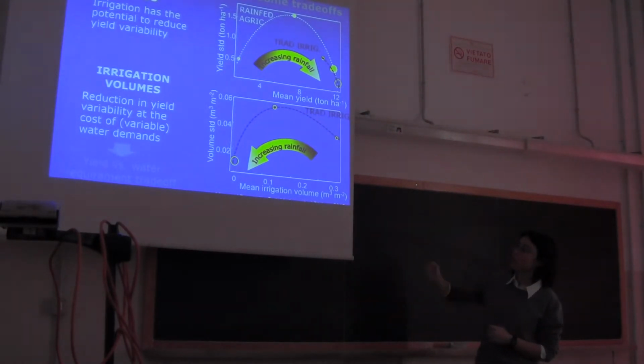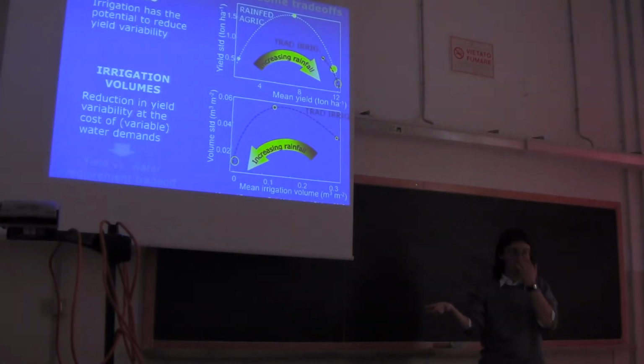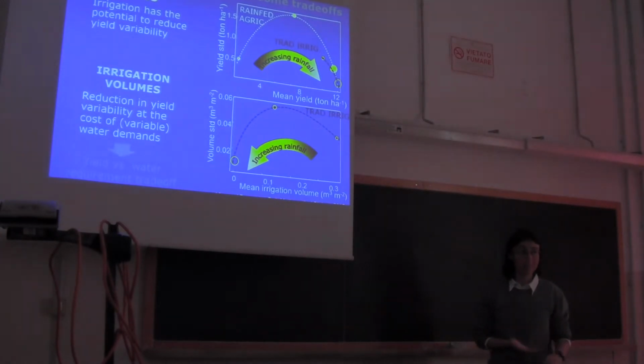So, if you look at this, there is definitely a trade-off between yield and yield stability and water requirements, but also a trade-off between reducing, on the one hand, the yield variability and increasing the variability in water requirements, which of course causes a problem of management of resources.